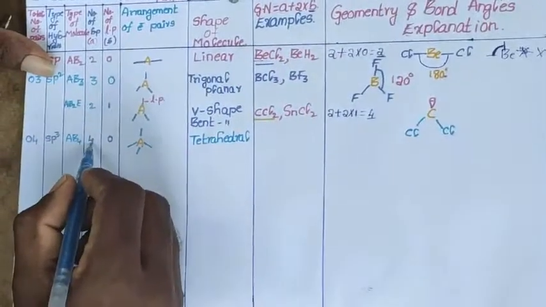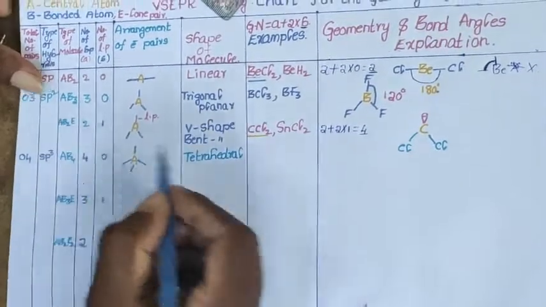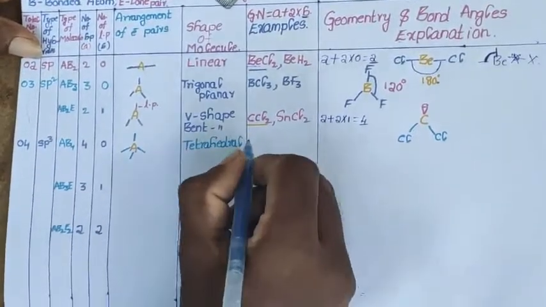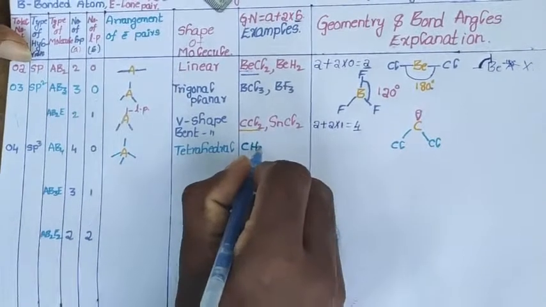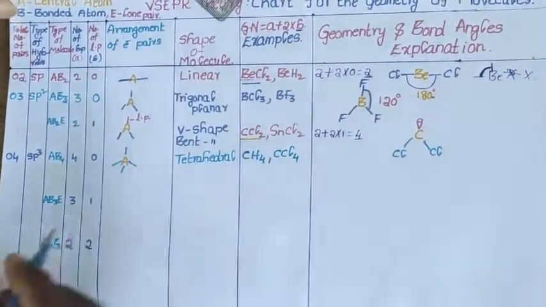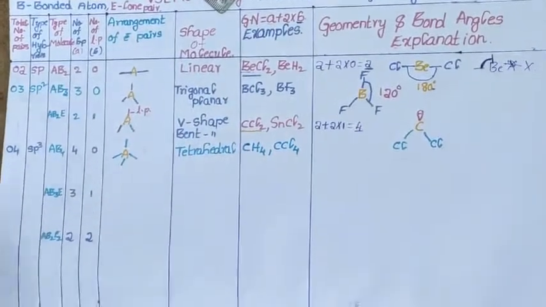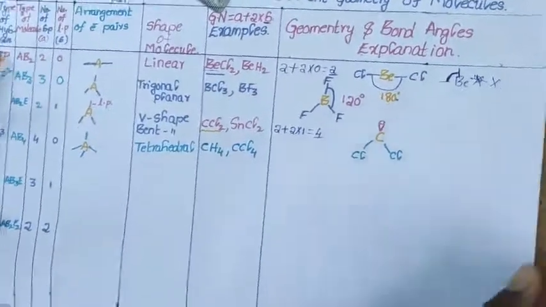According to the formula, group number A plus 2 into B: A means 4, 2 into 0 is 0, so 4 plus 0 is 4. 4 means fourth group element, carbon. CH4 and CCl4. So the geometry and bond angle are the same as for CH4 or CCl4.